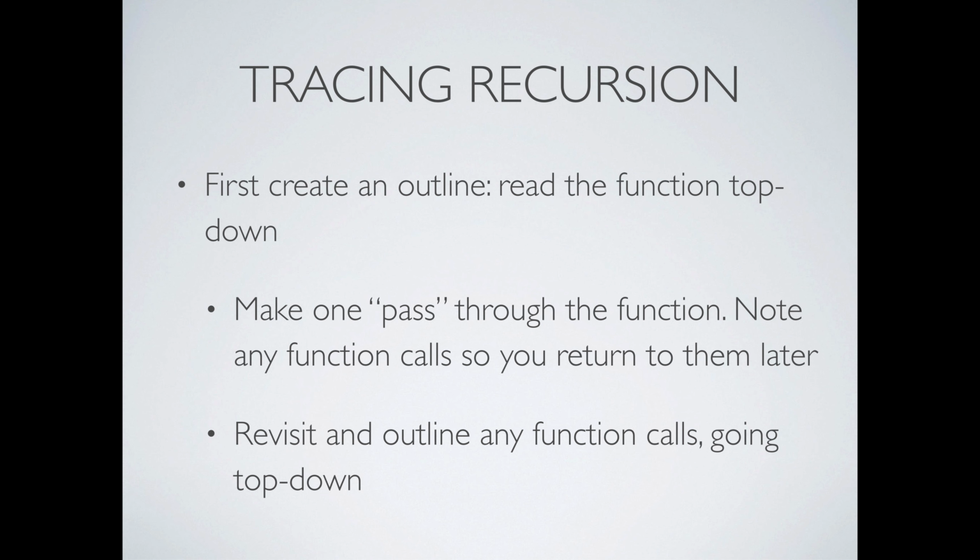Once you make that outline, you write out top down what the function is going to do, making note of any function calls. Then you revisit the same outline and see, are there any function calls here? If there are, then write the same sort of outline for that function call, right? You saw that with the print triangle one. Just do the exact same thing: write out the outline for that new function call, go top down. If there's any more function calls, make notes of them, circle them, and come back to them later.